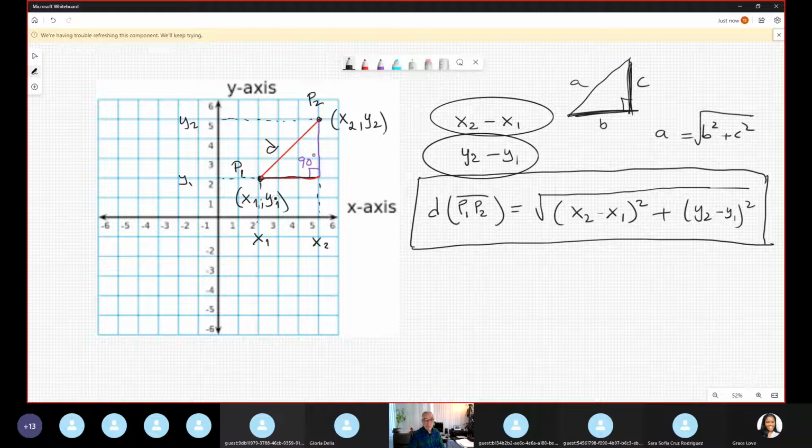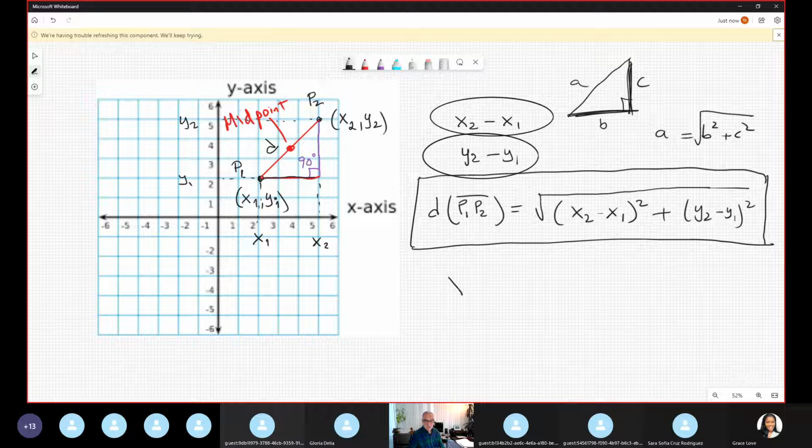Okay, and what about midpoint? Well, midpoint is easy. You have P1, P2 again, but we have one point in the middle here. P midpoint. This is a midpoint. The midpoint is the point in the middle that splits this segment into two equal parts. So it's easy because basically it's like an average.